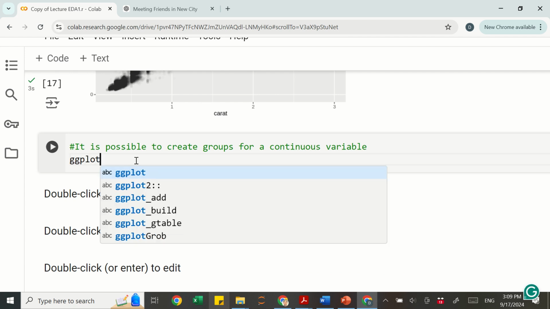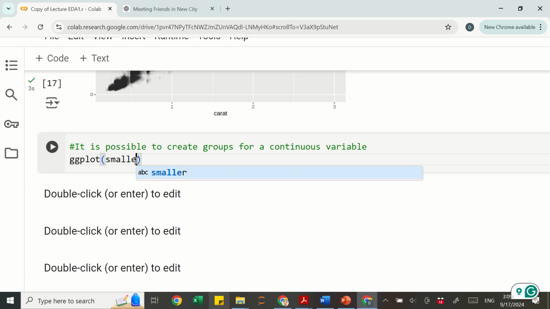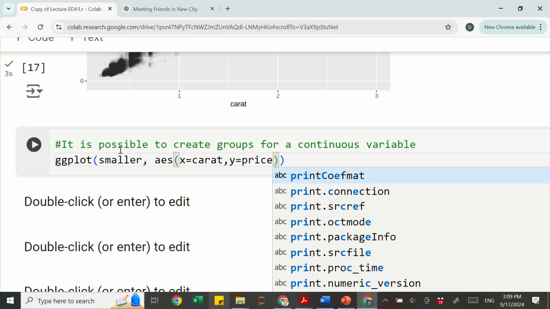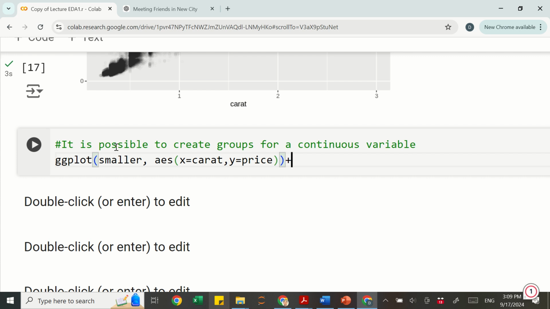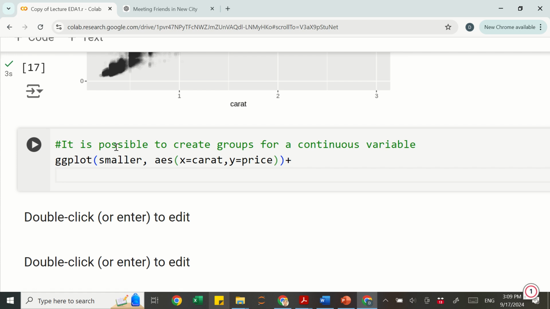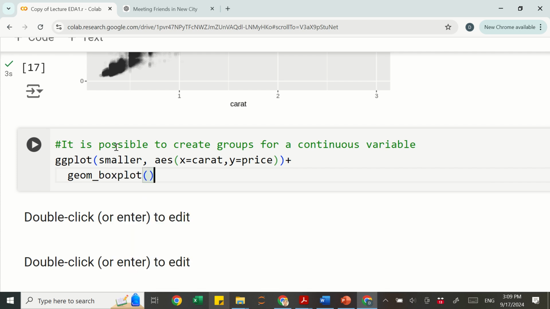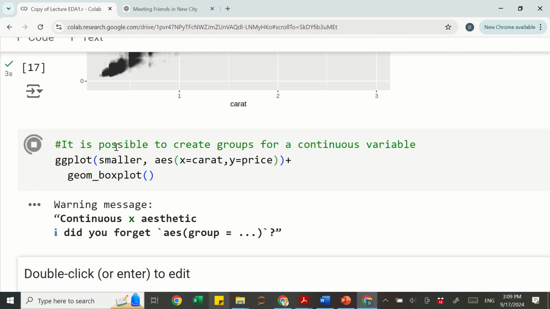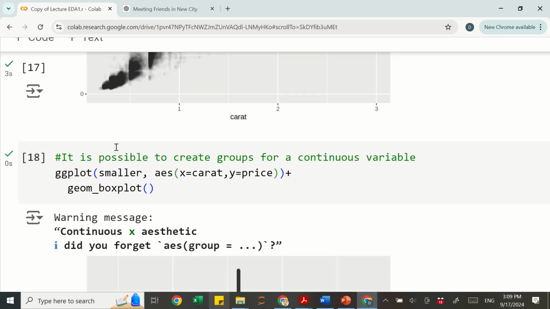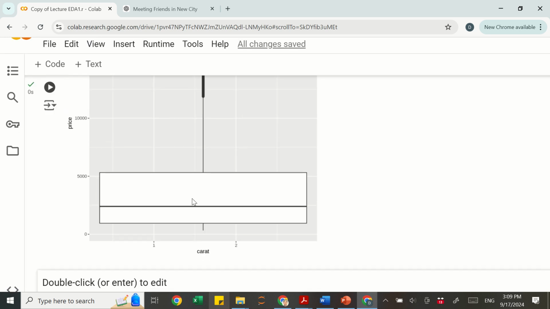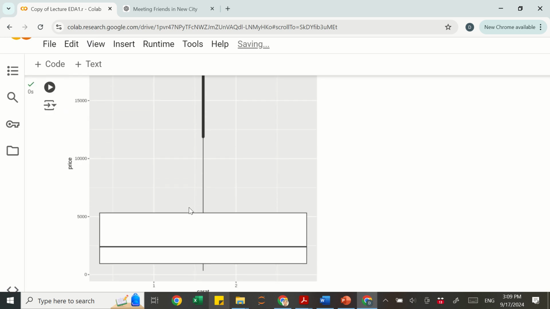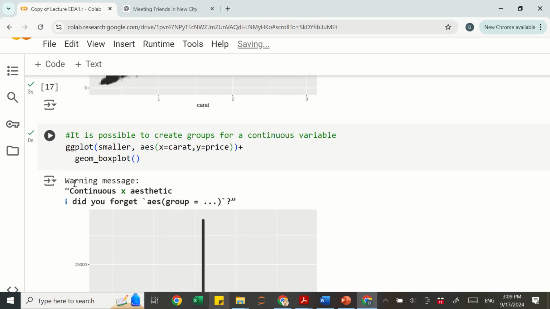So let's create ggplot using a smaller aesthetics, x equal to carat, y equal to price, plus geom_boxplot. So we get a single box plot, right? It's not giving us a lot of information. But if you notice, there is a warning message here.